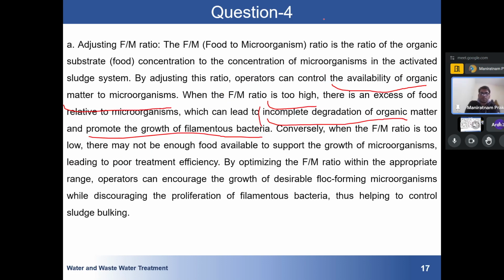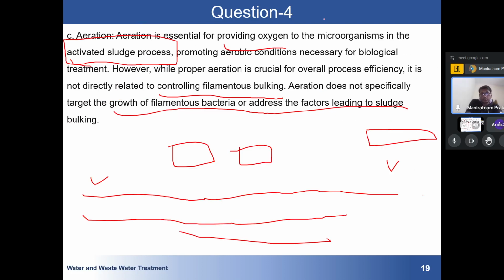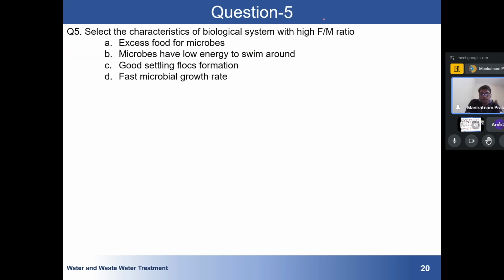So all questions in this session are mostly theoretical questions only. That's why I'm trying to give as much information as I can, so that you don't have any kind of doubt and you can explain this to anyone. If someone asks what is adjusting food by mass ratio, what is sludge age, why aeration is done, why denitrification is done. So the correct answer was A and B.